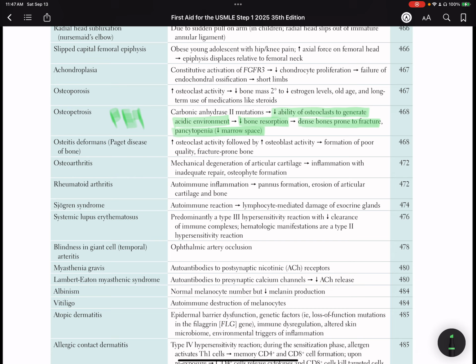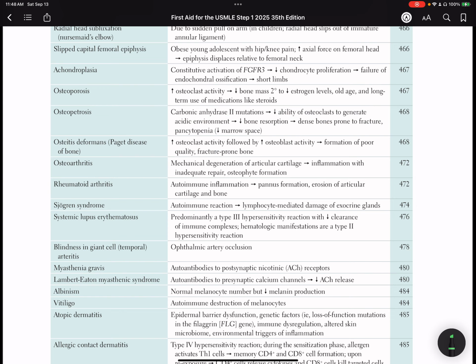What is osteitis deformans, Paget's disease of bone? High yield. Increased osteoclast activity, followed by increased osteoblast activity, leads to formation of poor quality, fracture-prone bone.